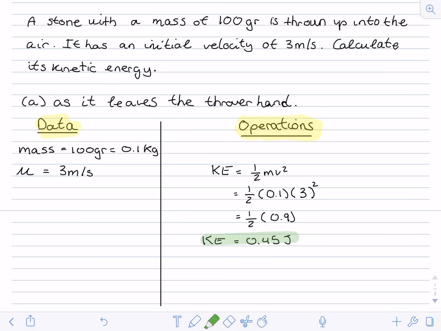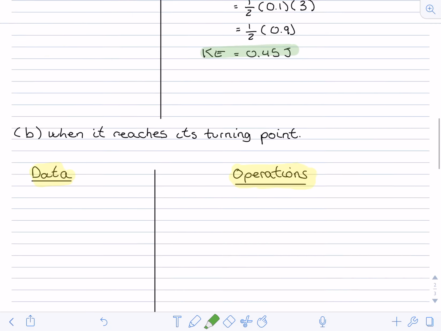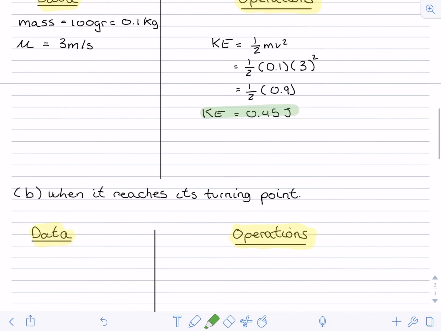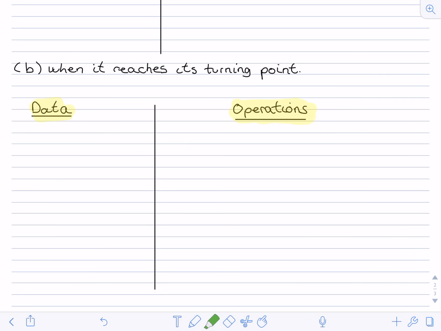So we've done part A. Let's go to part B. Calculate its kinetic energy when it reaches the turning point. Okay, so to do this, we're going to have to understand what the turning point is. Well, let's say this is our hand here, and we want to throw a stone. When we just throw it, the stone is going to go up, and then there's going to be a point when it's going to turn around and go down.